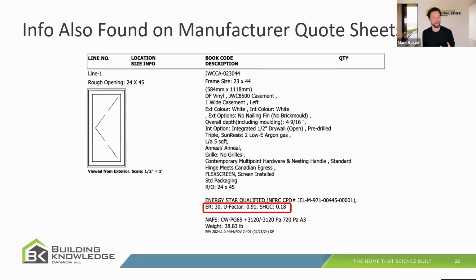Something that is very useful in our industry is to get really good at reading window quotes, and manufacturers' quote sheets will also provide this information for you if you start to know where to look. So here is an example of a quote for a single window, providing a ton of very complex and dense information, but right down at the bottom, you can see that this is an Energy Star qualified window with an ER rating, a U factor, and a solar heat gain coefficient for your appraisal as you're evaluating this quote.